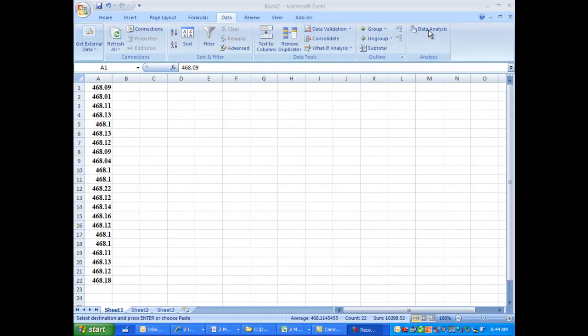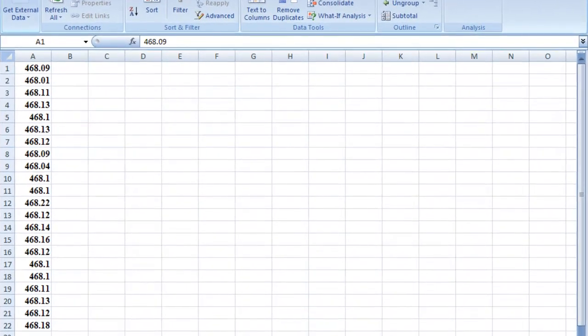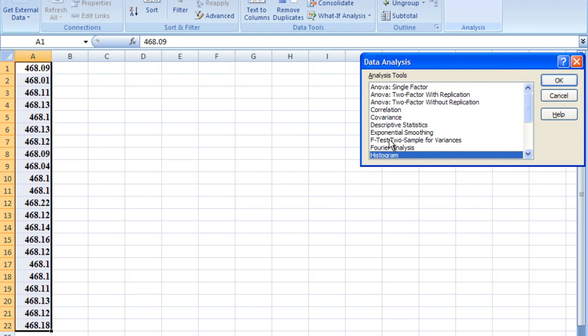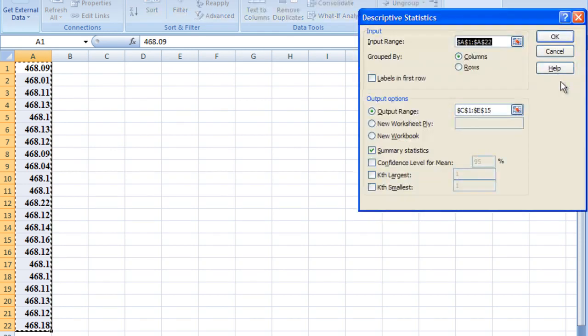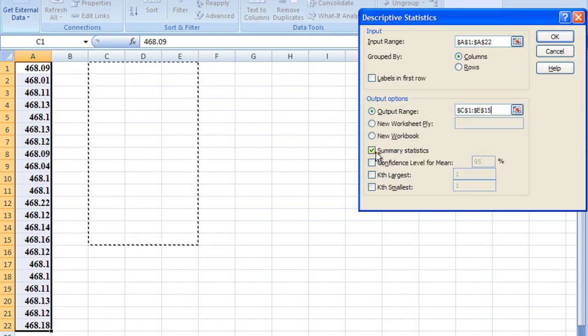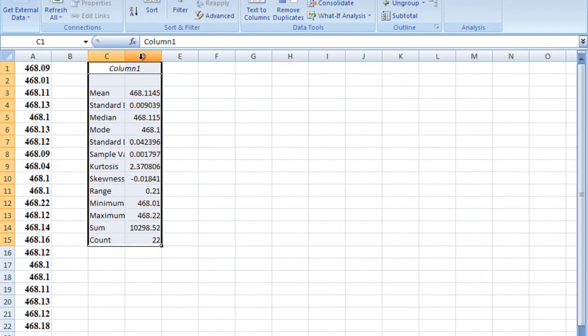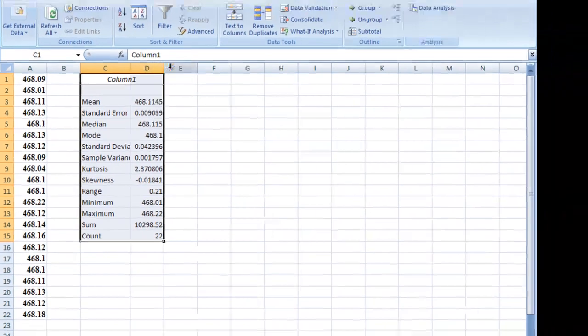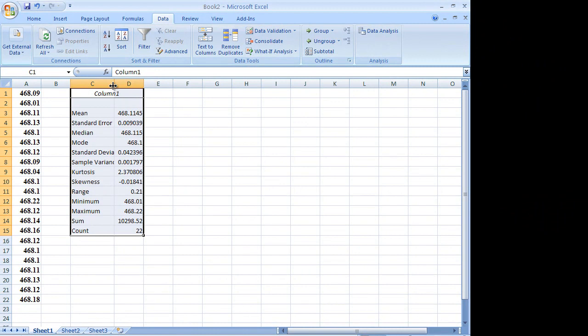The first piece of this assignment is to calculate the mean and standard deviation of this set of measurements. So again, we've done this before. We'll go into descriptive statistics in Excel. Make sure that your measurements are all highlighted. The output range here, I'll just list something that's, again, on this sheet, and make sure summary statistics are clicked on, and there you have your mean, your standard deviation, all the statistics that you could want.